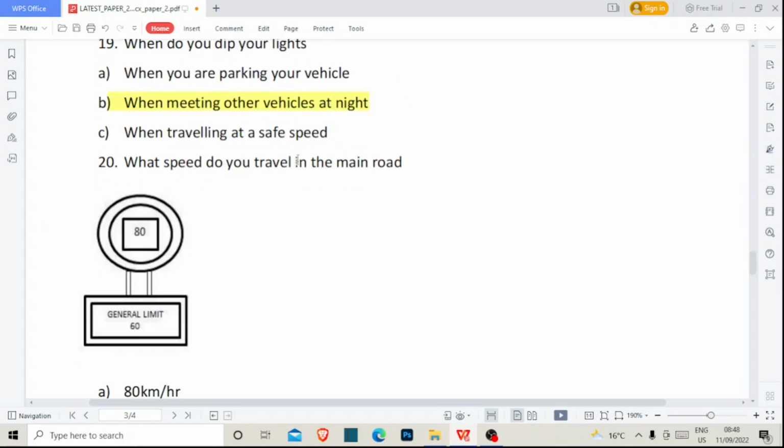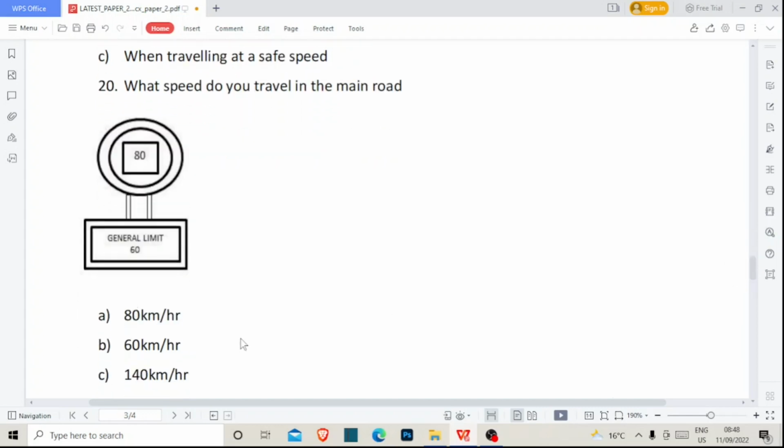What speed do you travel at in the main road? So here is 80, as you can see. Then the general limit is 60. So this is the sign that we have. This question is asking what speed can you travel at seeing this sign. So let's look at our answer. Is it 80 kilometers per hour, or 60 kilometers per hour, or 140 kilometers per hour? The correct answer here is 80 kilometers per hour.